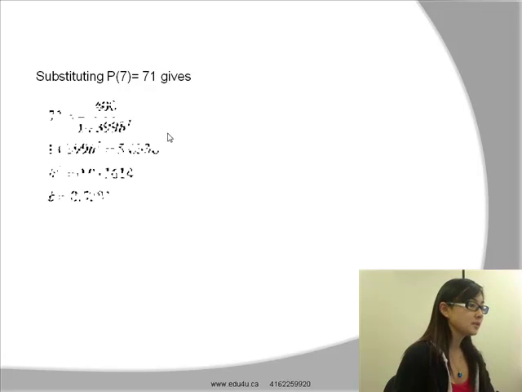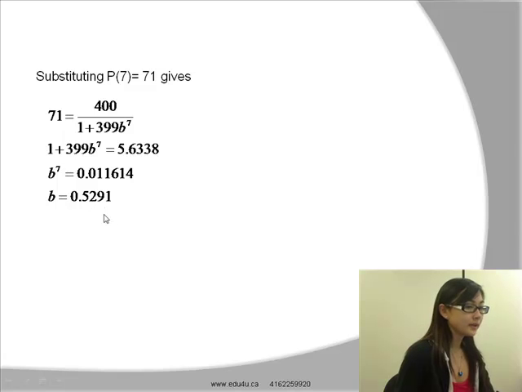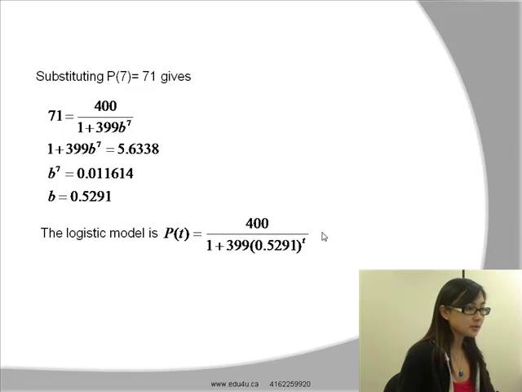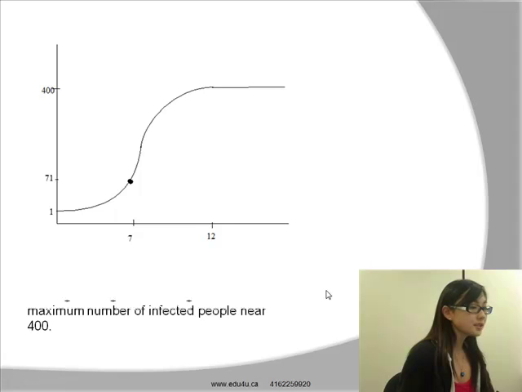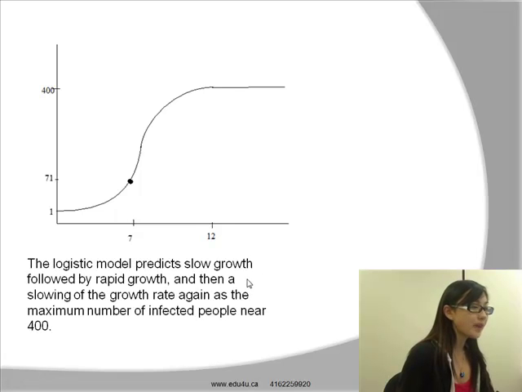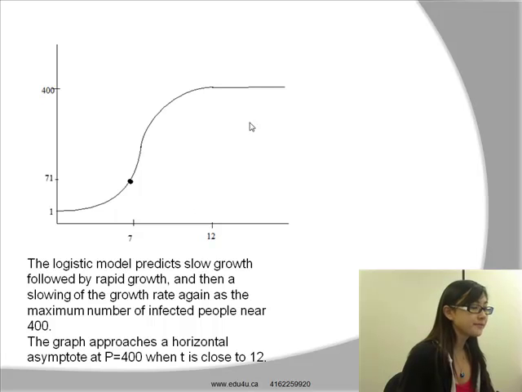Now we can substitute P(t) equals 71 and see what we get for b. If we solve for that, b equals 0.5291. a and b are both constants, so the model looks something like this. And this would be the graph. The logistic model predicts slow growth followed by a rapid one and then a slow one again, as the maximum number of people infected nears 400. It presents a horizontal asymptote at P equals 400, and that occurs when t is close to 12.